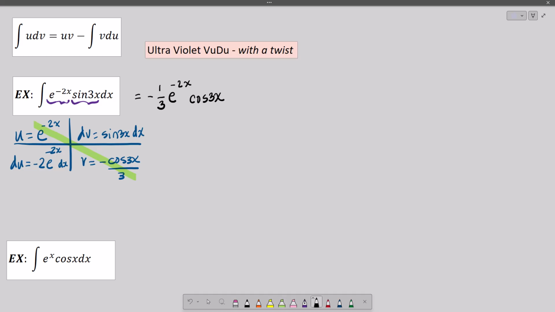So uv minus the integral of v du. Now we're multiplying these two together. When we multiply these two together, we get positive 2/3. We'll put the exponential next, so e to the negative 2x. Then we'll put the trig function, cosine 3x dx. Everyone okay with that? So bottom row multiplied together, that's our voodoo, v du.